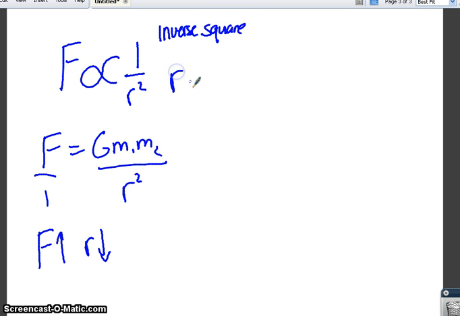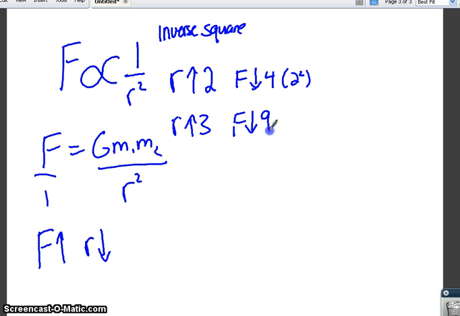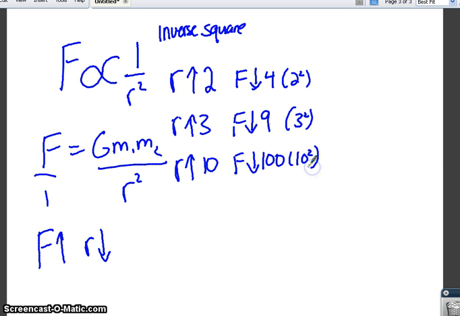That means if radius goes up by 2, force goes down by 4. They are inverse. One goes up, one goes down. One goes up by 2, one goes down by 4, because 4 is the same thing as 2 squared. So if radius went up by 3, force would go down by 9. Inversely related, and 9 is the same thing as 3 squared. If radius went up by 10, force would go down by 100, because that's 10 squared. Okay? So inverse squares. So let's take a look at another planet here.